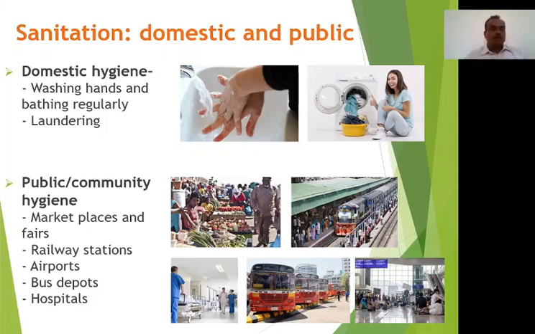Public or community hygiene. Places like marketplaces, fairs, railway stations, airports, bus depots, and hospitals are busy places. Thousands of people visit them daily and a large amount of waste is generated. It must be disposed of properly, otherwise an epidemic could break out. See in the picture the different types of public places.